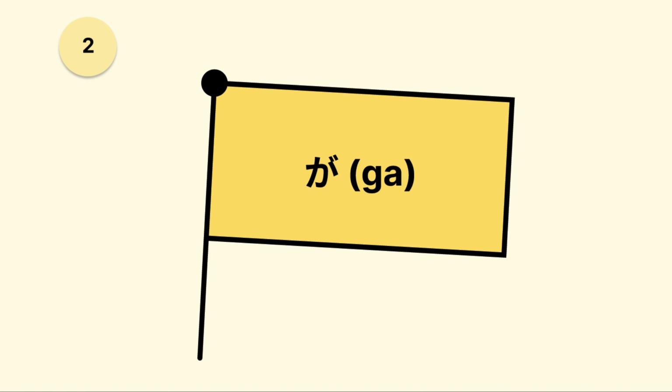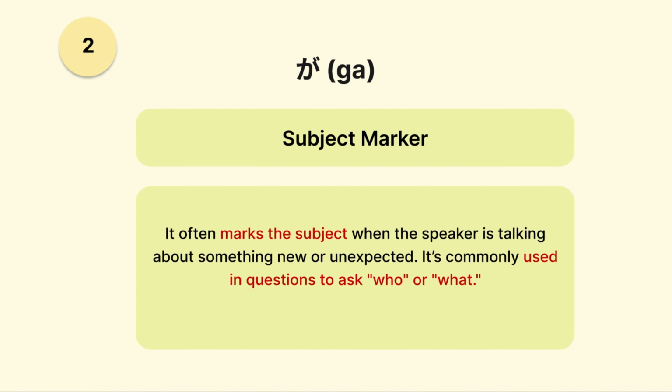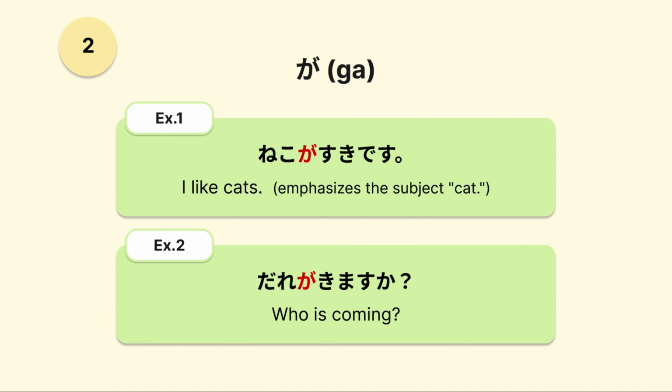Number 2. Ga is subject marker. Ga often marks the subject when the speaker is talking about something new or unexpected. It's commonly used in questions to ask who or what. For example, 猫が好きです。I like cats. In this case, we emphasize the subject, which is cat. Example 2. 誰が来ますか? When we ask a question using who, then we use 誰が, not 誰は.